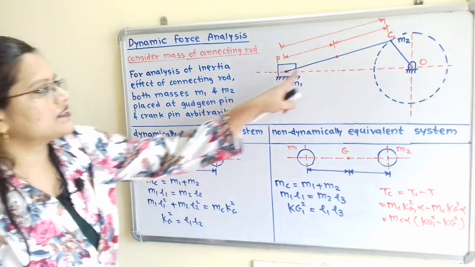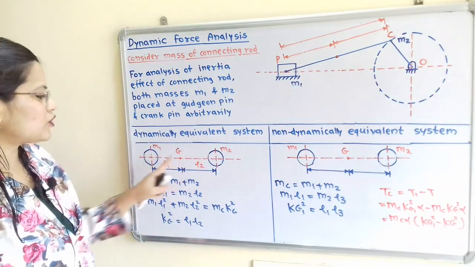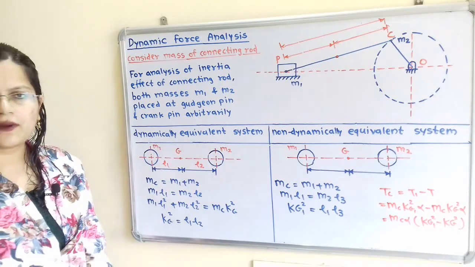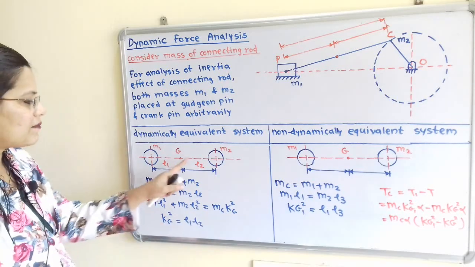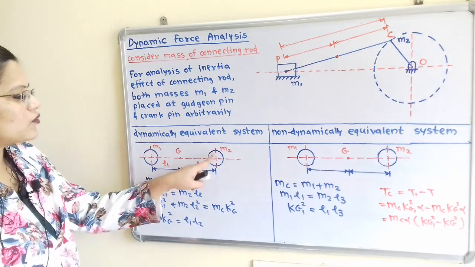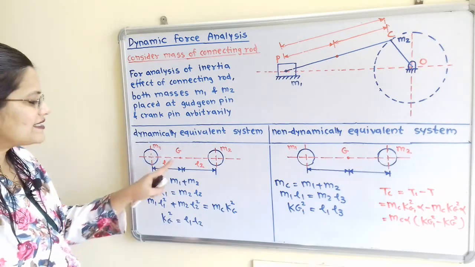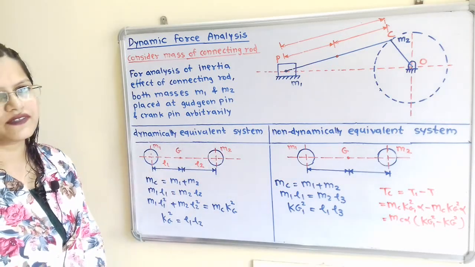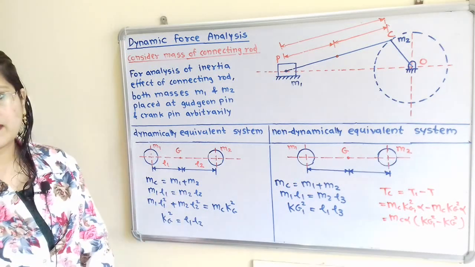So there are two masses that are placed and there is the center of gravity point, that is G. We will show here for the dynamically equivalent system, these are the two masses, then here is the center of gravity G, and from this point mass M1 is placed at a distance L1 and mass M2 is placed at a distance L2. Now the mass of connecting rod is equal to the addition of these two masses. So MC is equal to M1 plus M2. Now the center of gravity of these two masses coincides with the center of gravity of the rigid body, or we can say connecting rod. So M1 L1 is equal to M2 L2.